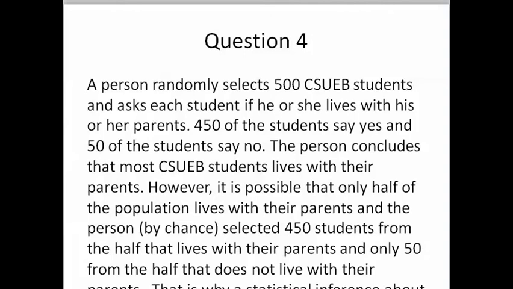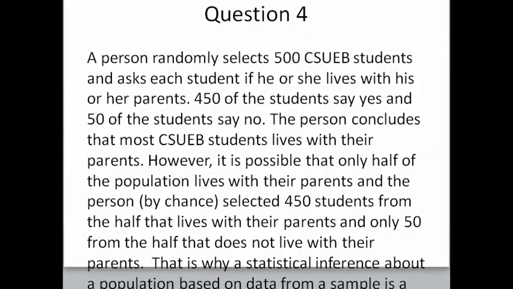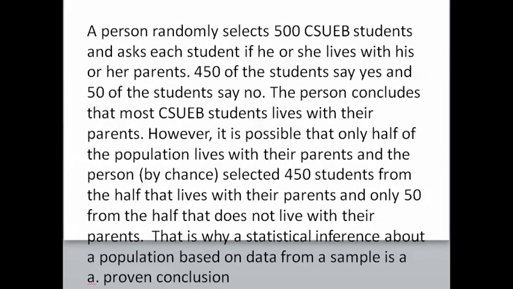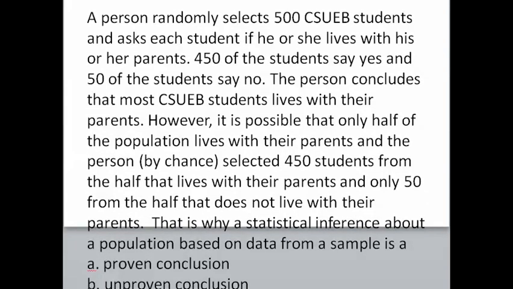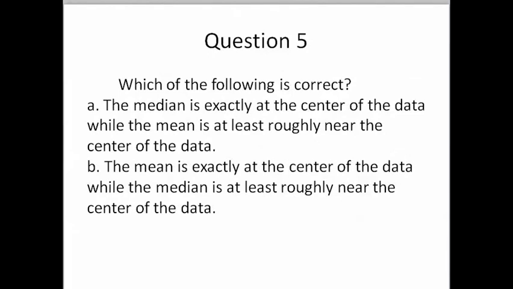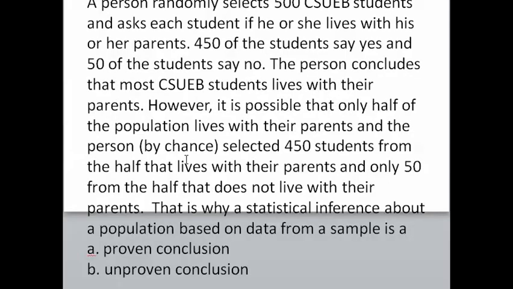This person is using a sample to estimate something about a population, but they know that they might have selected an unrepresentative sample by chance, and they know they might have gotten a misleading outcome. So they know that they're making an unproven conclusion. Whenever you make a conclusion about a population using data from a sample, it's an unproven conclusion. So it's B.